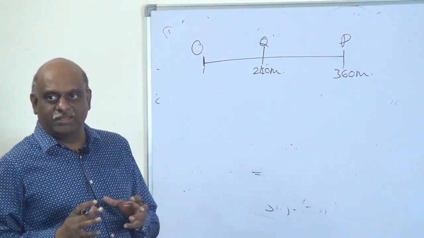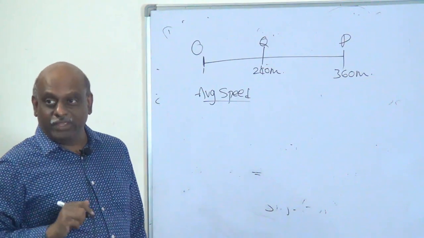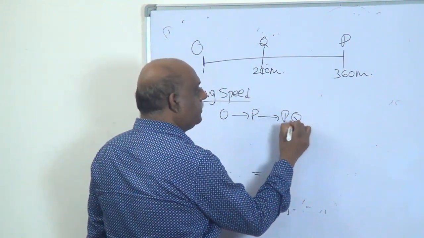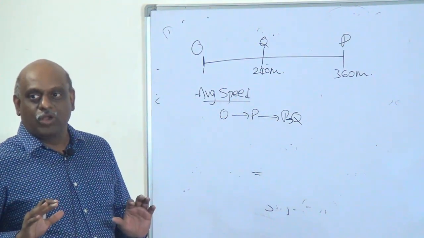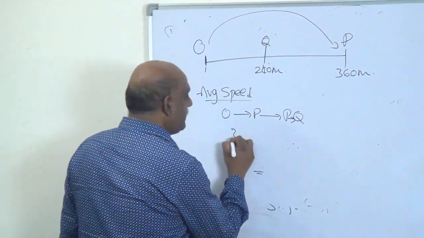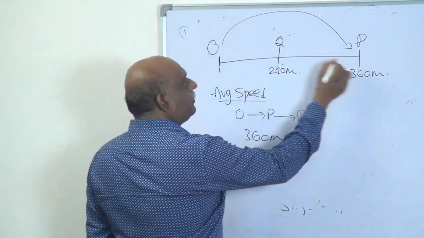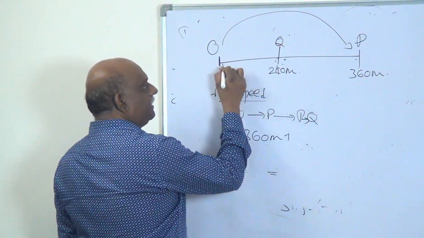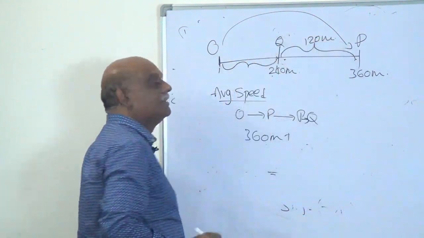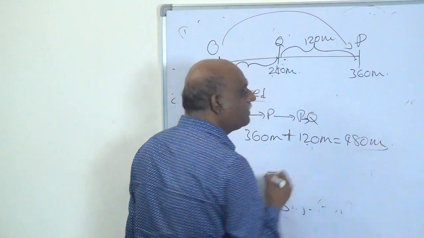Now, if you look at the average speed of the car, average speed of the car from going from O to P and come back from P to Q. Pehla, how much distance did it travel in this process? From O to P, it has traveled 360 meters, barabar hai na? Plus, from P to Q, from O to Q, it is 240 meters. This distance is 240 meters. So obviously this distance should be 120 meters, right? So 360 plus 120 meters is equal to 480 meters of distance it traveled.